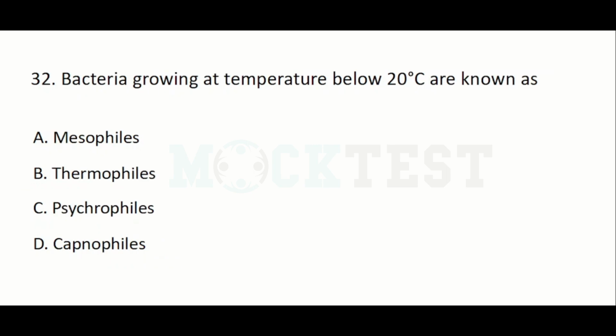Next question. Bacteria growing at temperature below 20 degrees Celsius are known as option A, mesophiles, option B, thermophiles, option C, psychrophiles, option D, capnophiles. Bacteria growing at temperature below 20 degrees Celsius are known as option C, psychrophiles.